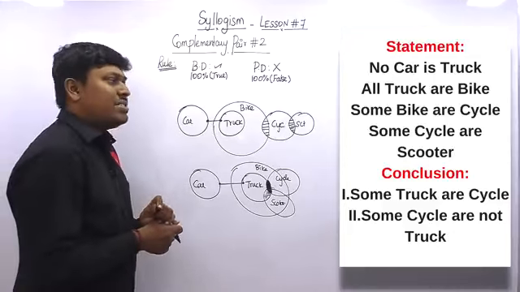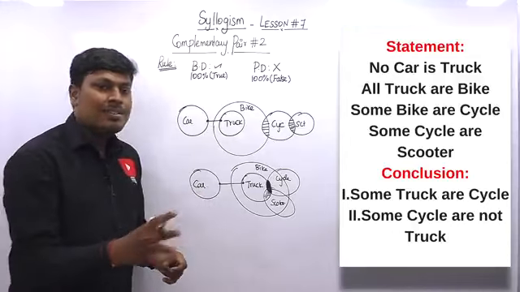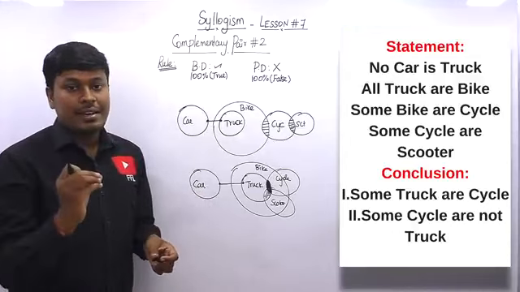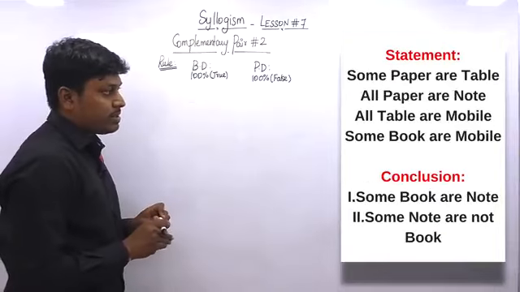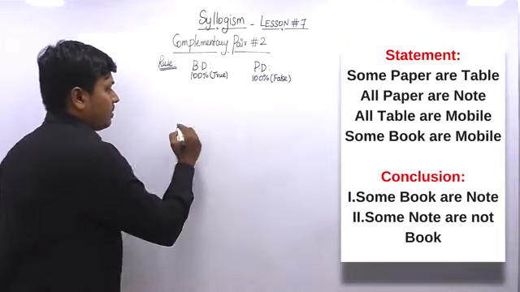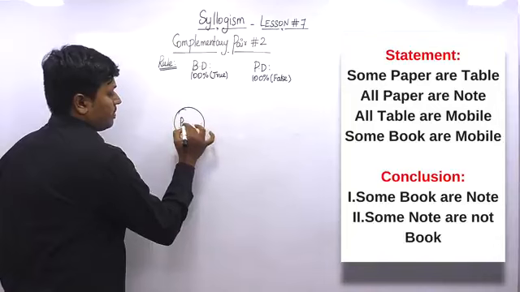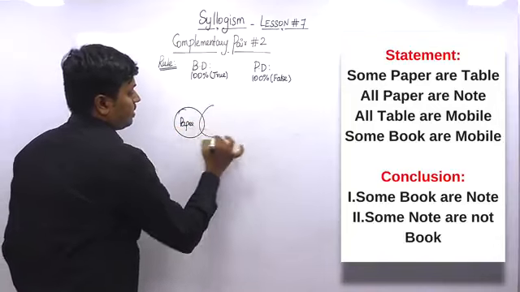Just by watching one question you won't be able to understand it. Watch all the 7 questions, only then will you get an idea how to solve this type of question. Second question, some paper are table. So some paper are table.